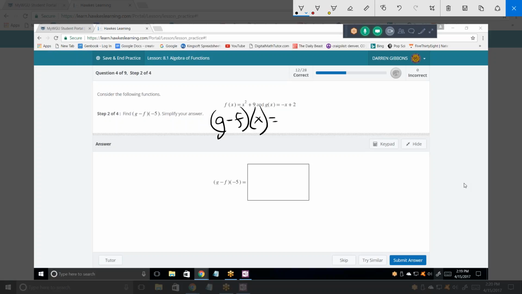Okay. So I think it's minus x plus 2 minus x squared plus 9. Yeah, only in this case, I need to add the parentheses because it matters. In the last problem, we were adding two functions together. Because we're subtracting, then both of these terms need to be subtracted. So that's why I put parentheses around it. And then my next step is to remove the parentheses.